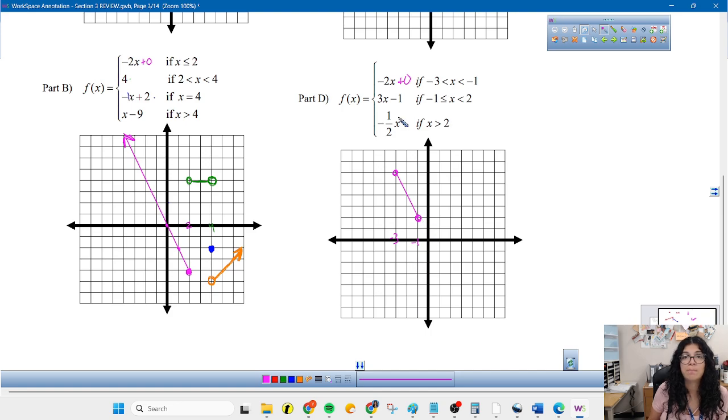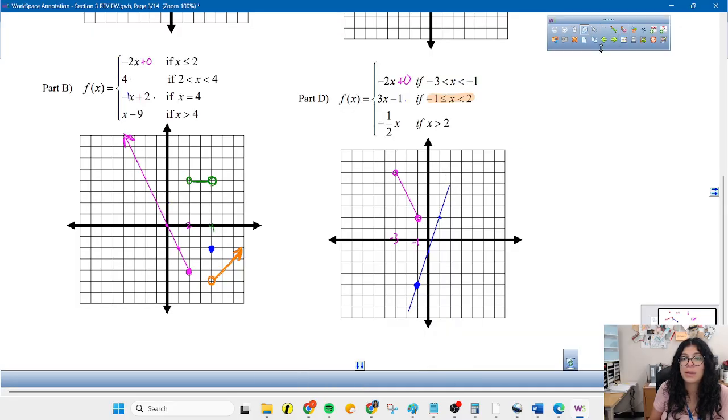The next line is 3x minus 1, so we have a y-intercept at negative 1, and then the slope is rise 3, run 1. And normally we, again, would have a full line going through all of those. However, notice that the restriction is I'm only using this between negative 1 and 2. Now it is closed on the x value negative 1 and open on the x value of 2.